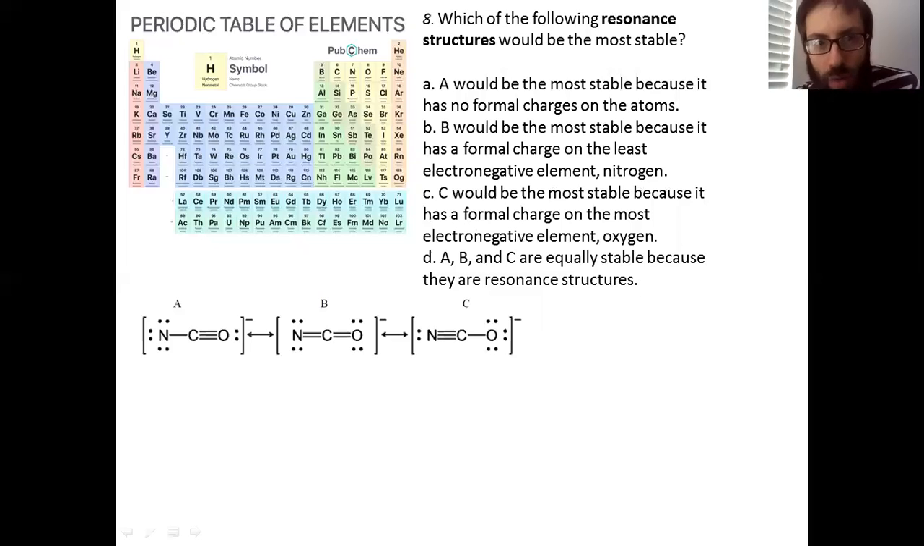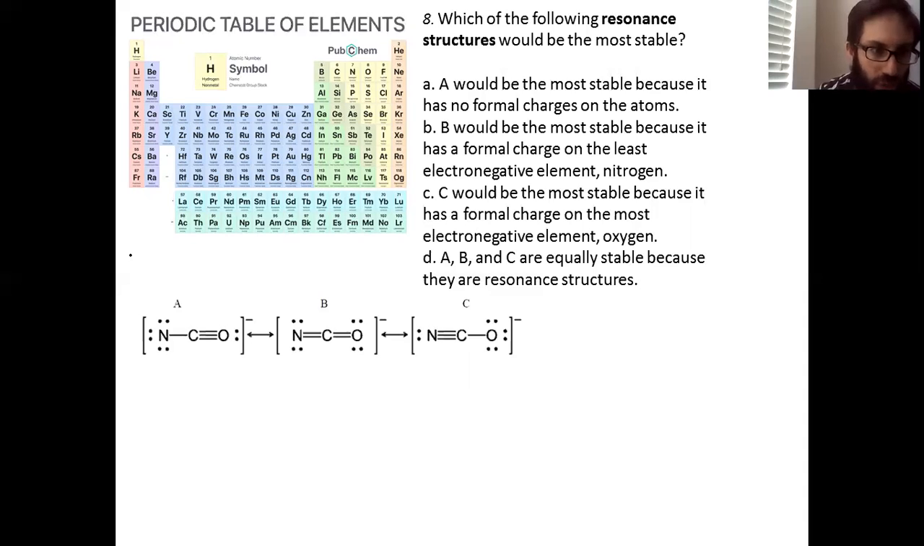All right, which of the following resonance structures, number 8, is the most stable? Okay, so how do you do this? Choosing between resonance structures, remember, is all about formal charges. So we basically just need to go through here. We don't really need to read A, B, C, D yet. Let's just go through here and calculate the formal charges.